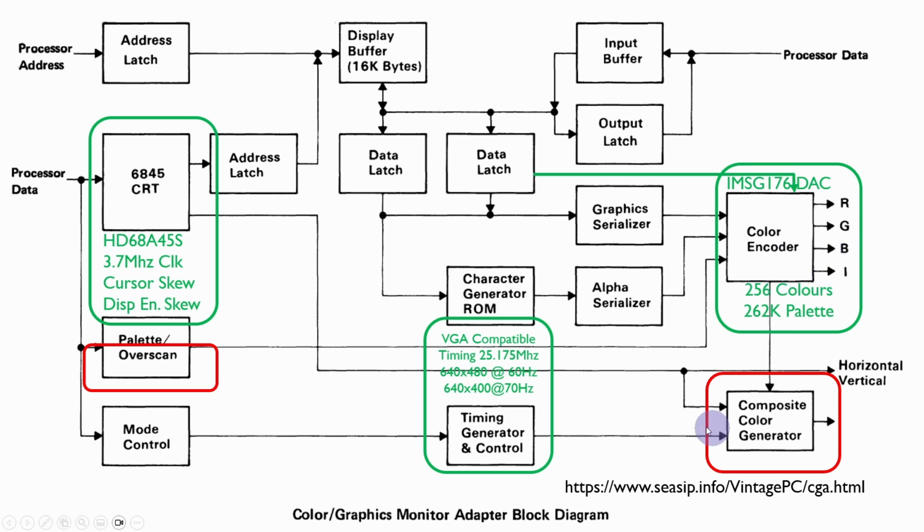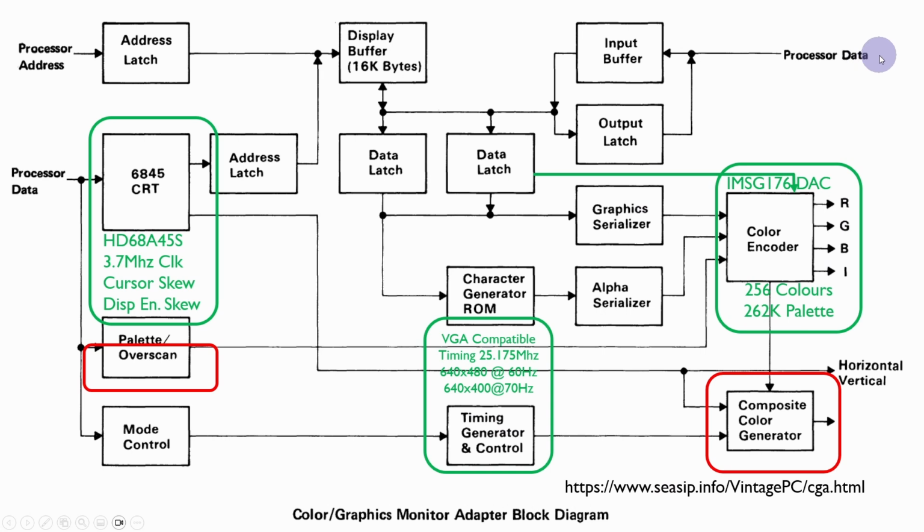Now the original CGA card would actually produce composite color for feeding into a composite monitor or through a TV RF modulator would drive an NTSC television. Now we're not going to bother with those because that complicates the design, and really the VGA compatible output here will make things much simpler.